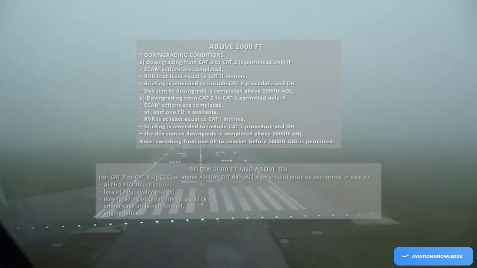Below 1,000 feet and above decision height, for Cat 2 or Cat 3 single, or above alert height for Cat 3 dual, a go-around must be performed in case of alpha floor activation, loss of AP, cavalry charge, downgrading of capability, triple click, amber caution, single chime, engine failure.